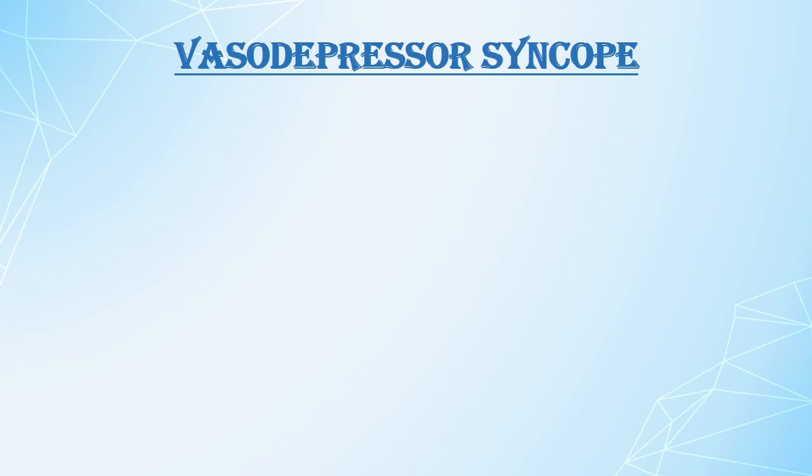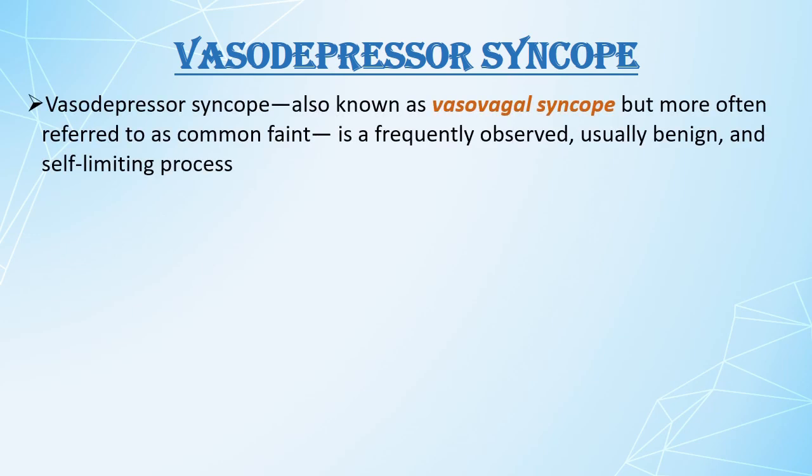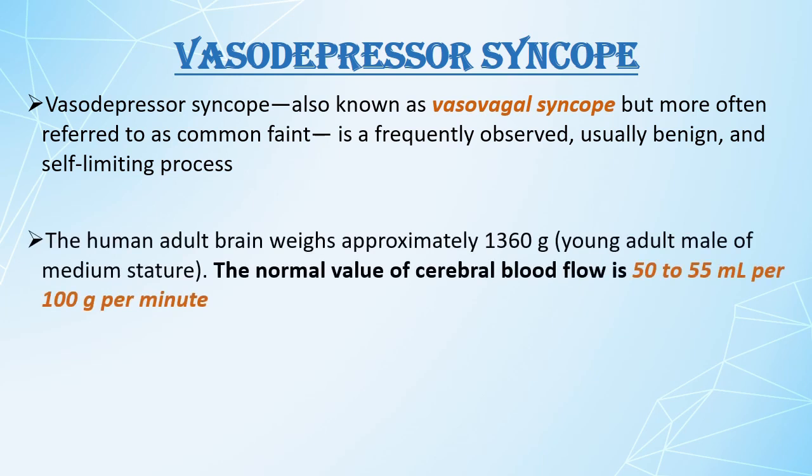So firstly, we'll be discussing vasodepressor syncope. So it comes under the category of neurally mediated syncope or neurocardiogenic syncope, and it is also known as vasovagal syncope, or it's also known as common faint, and it's usually a benign and self-limiting process. So if a few things like positioning of the patient or a few small alterations are made, then it reverses or limits on its own. Then the normal value of cerebral blood flow is 50 to 55 ml per 100 gram per minute.